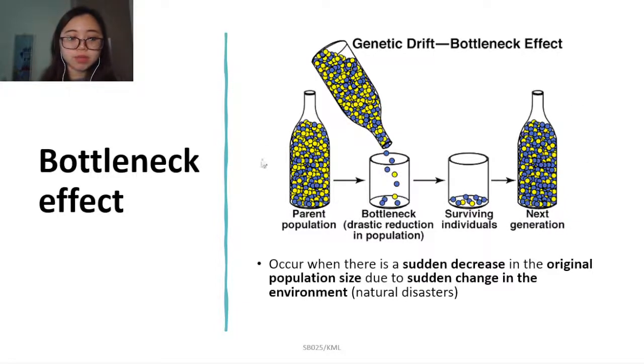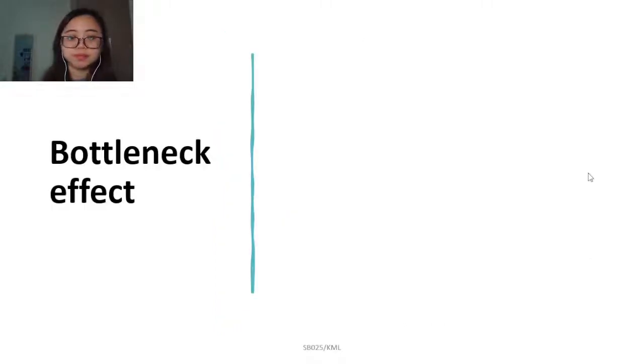So kamu boleh tengok daripada parent ataupun original population dengan next generation ada perbezaan dari segi dia punya allele frequency. Ini banyak kuning, ini banyak biru. So this is called a bottlenecking event, and they are usually natural disasters. Dia dipanggil bottleneck sebab dia ibarat macam kalau kita tuang benda keluar daripada leher botol ni, sedikit saja yang dapat keluar.